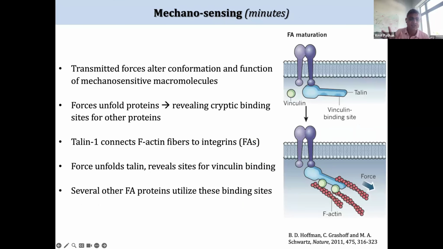The second is sensing, which happens in minutes. This is the part we will talk about in greater detail. So here, briefly, focal adhesions are formed by these integrin receptor bonds. Here the cell is upside down. The cell is down here, the substrate is there, and the receptor-ligand bond is made.